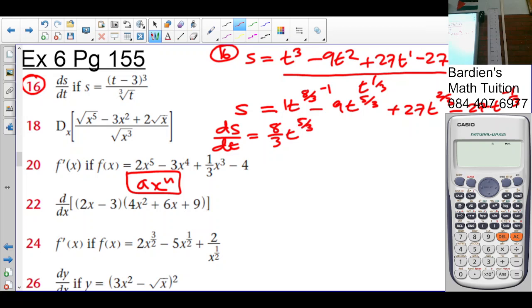Negative 9 times 5 over 3 is negative 3, t minus 1, you're going to get 2 over 3. Plus 27 times 2 over 3 is 9, it's 18, t minus 1 is negative a third. Plus, or negative 27 times negative 1 over 3 is going to be 9, t minus 1 from that, and again negative 4 over 3. Again, we're going to write this with positive exponents. Is 8 over 3 t to the 5 over 3 minus 3 t to the 2 over 3.